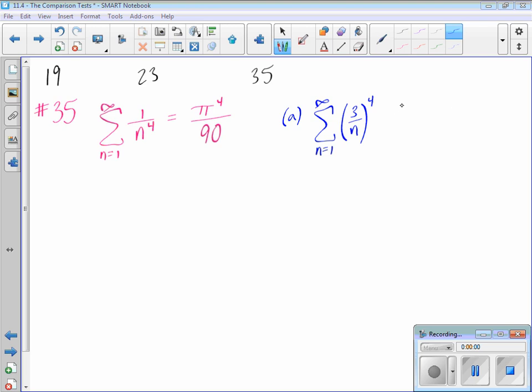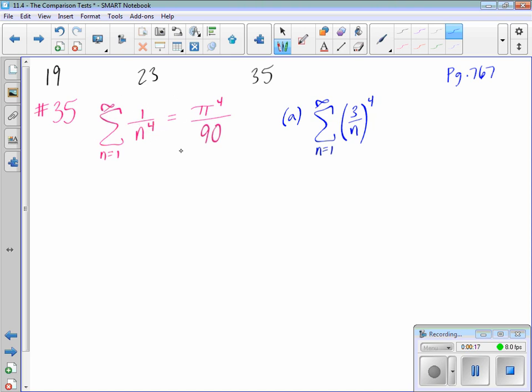Okay, so this is for 11.3. We're on page 767. It says here that Euler also found the sum of the p-series with p equals 4, the sum of 1 over n to the fourth. He actually found what the sum was.